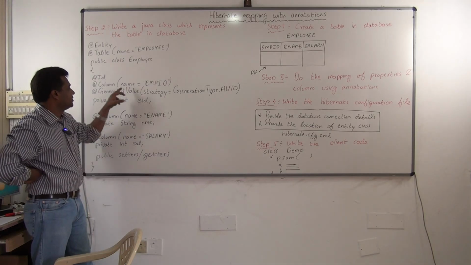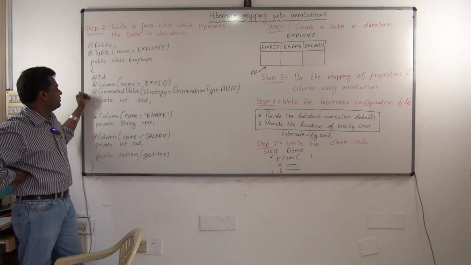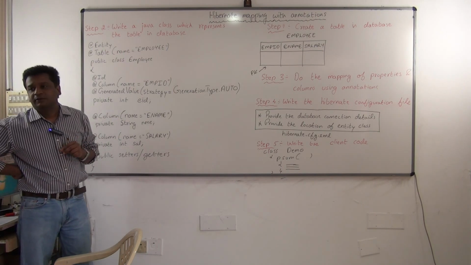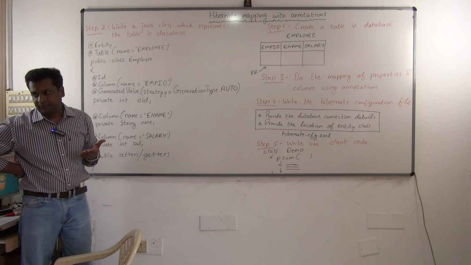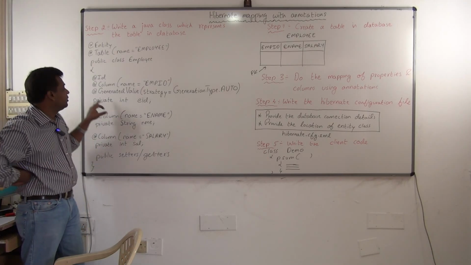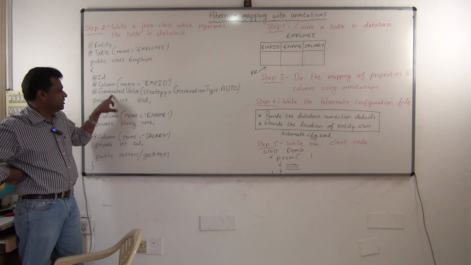So @Column, name is equal to EMPID. And the next annotation, @GeneratedValue. See, we want our primary key value to be automatically generated. So that's the reason I'm using @GeneratedValue. Okay, so this is the annotation.